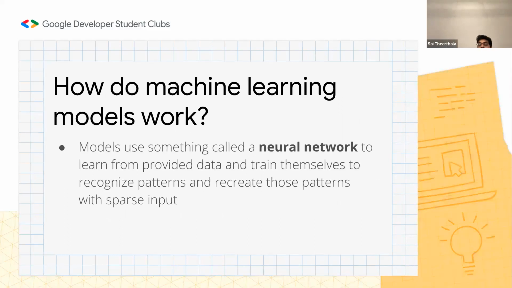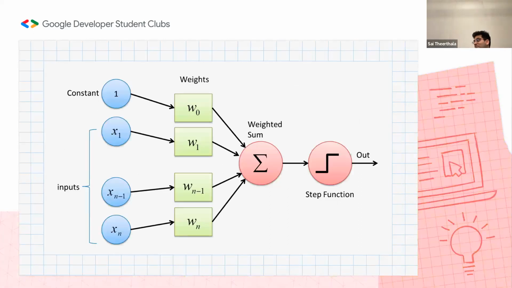So how do machine learning models work? Most models use something called a neural network to learn from provided data and then train themselves to recognize patterns and recreate those patterns with less data. So we're gonna go ahead and look into how a neural network works. This is just a basic example of a neural network. As you can see, there's inputs, weighted sum, and output. I'm gonna go ahead and explain what they mean.